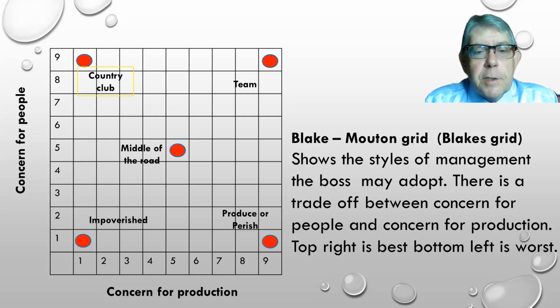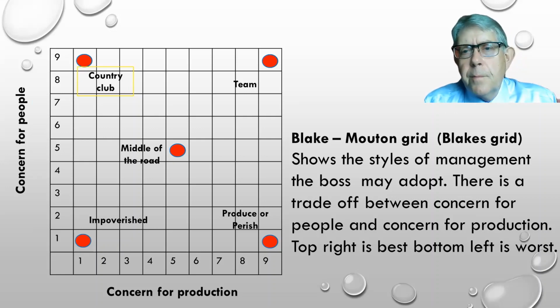So team leaders with 9-9 are considered to be the best. The worst or impoverished management is going to be at 1-1. Most managers obviously are somewhere in the middle of that, just middle of the road managers.